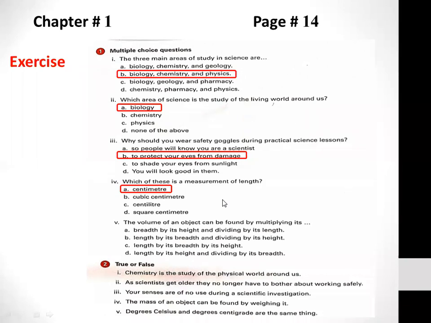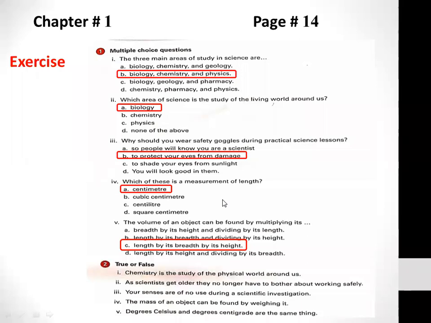Now come towards the last point. The volume of an object can be found by multiplying its breadth by its height and dividing by its length; length by its breadth and dividing by its height; length by its breadth by its height; or length by its height and dividing by its breadth. So C is the correct option. Length by its breadth by its height. All the three variables will be multiplied with each other, and it will give you the volume of an object. So you should lock option C.